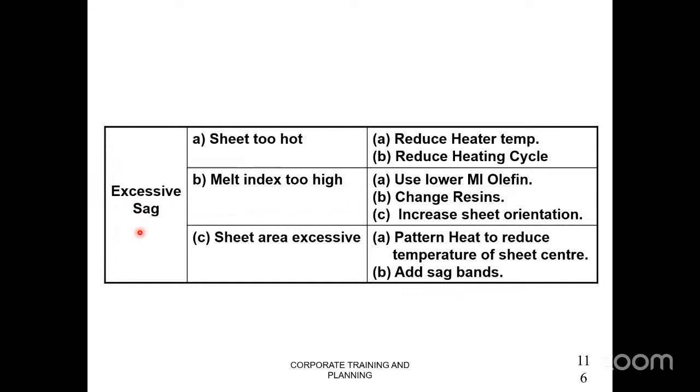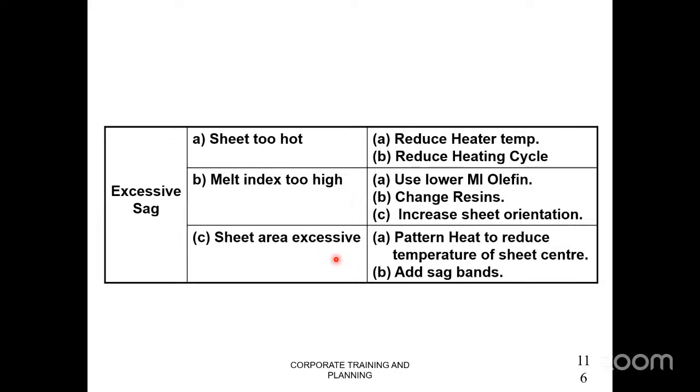Now, excessive sag. Excessive sag means what happens? The diameter goes on decreasing, right? The thickness goes on decreasing. This means the sag. Sagging means sheet too hot, melt index too high. On the sag point, you said you would show a video to show the sag point. Sag point means the pliable temperature, the softening point. Sag is nothing but the softening point.